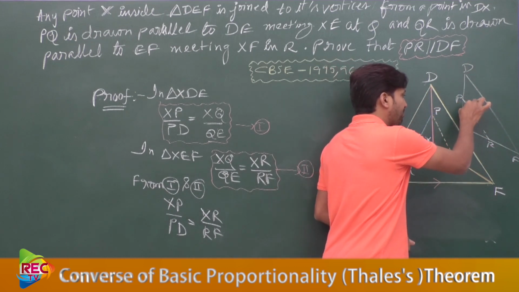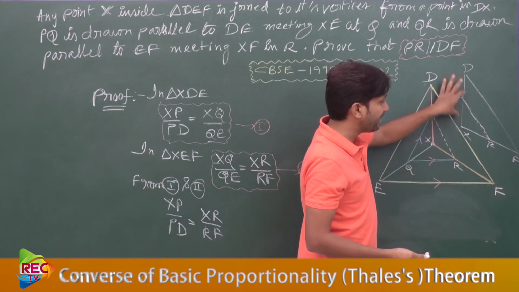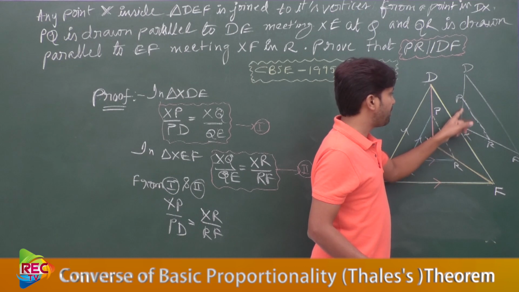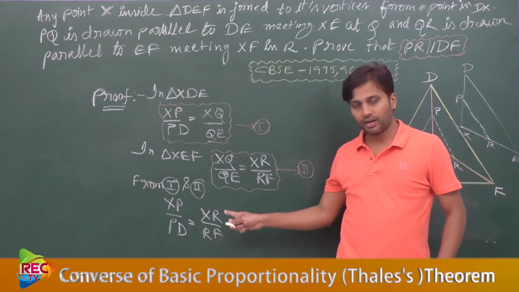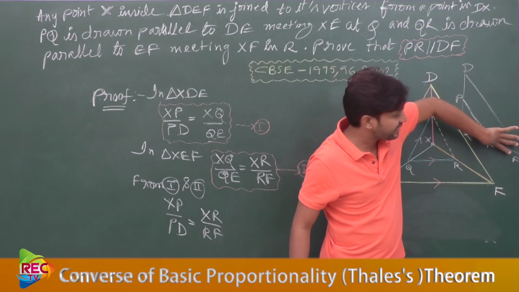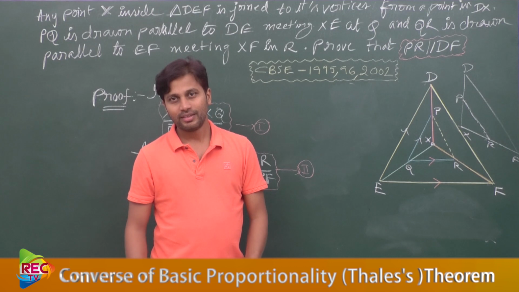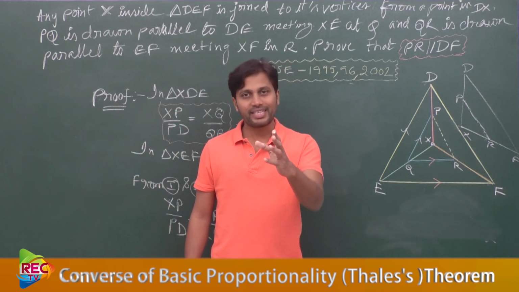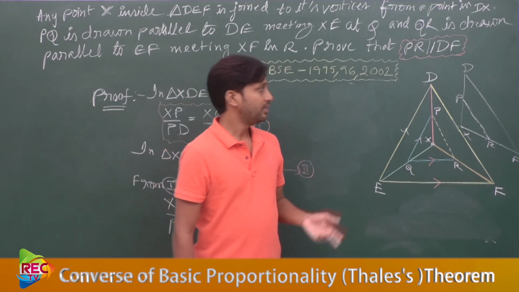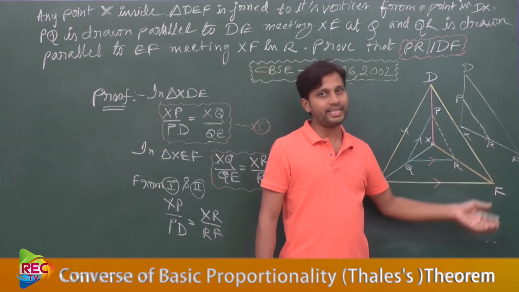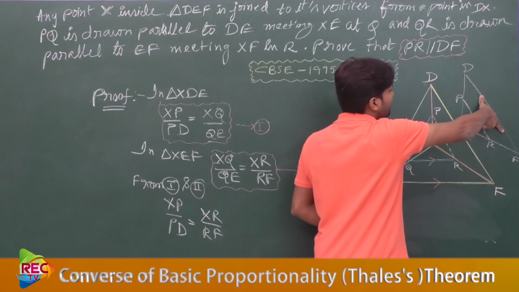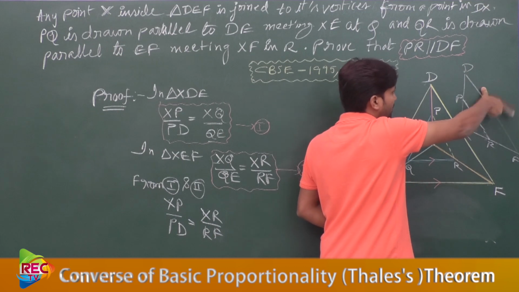That means this dotted line PR is dividing the two sides of this triangle proportionately, meaning in equal ratio. We obtained XP by PD equal to XR by RF automatically. That means PR is dividing XD and XF in the equal ratio, that means proportionately. So now can we apply the converse part of Thales theorem or not? Exactly. So we can apply the converse part of Thales theorem. What does it say? When a line divides two sides of a triangle proportionately, it will be parallel to the third side. What is the third side here? It is dividing these two sides proportionately, so the third side will obviously be FD, or DF, whatever you say, this side.